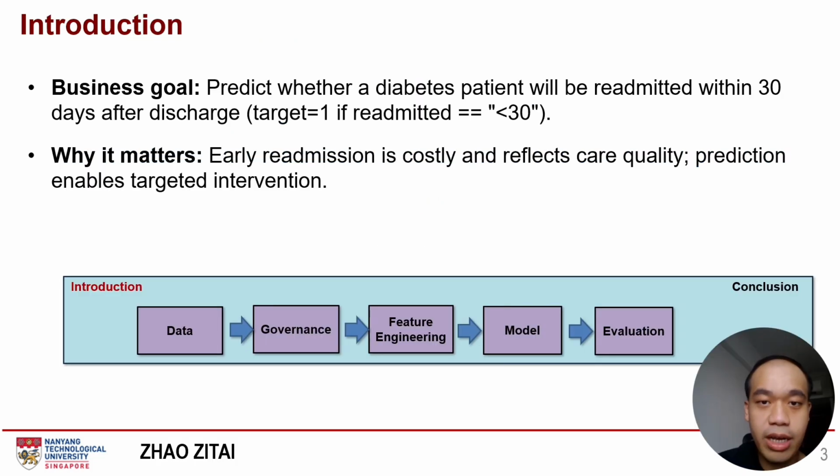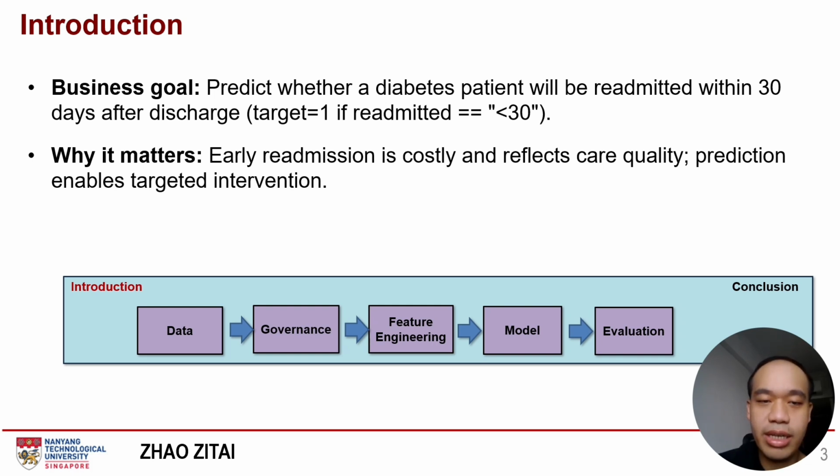In this project, our business goal is to predict whether a diabetic patient will be readmitted within 30 days after discharge, where the target is 1 if the label is under 30. This matters because early readmission is costly. It reflects care quality, and a good predictor can enable targeted interventions. For example, follow-up calls can care for high-risk patients.